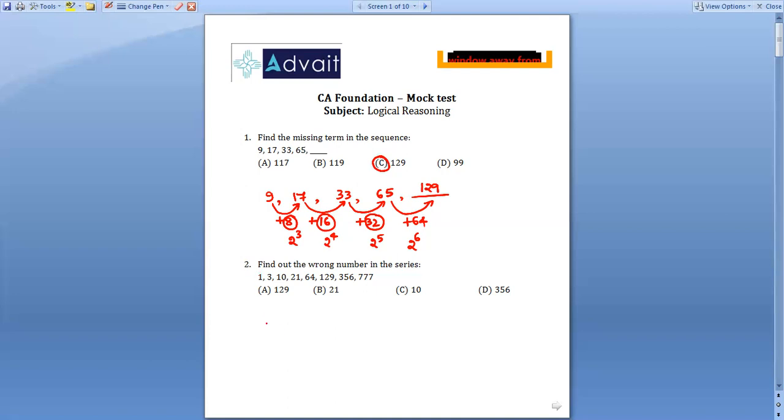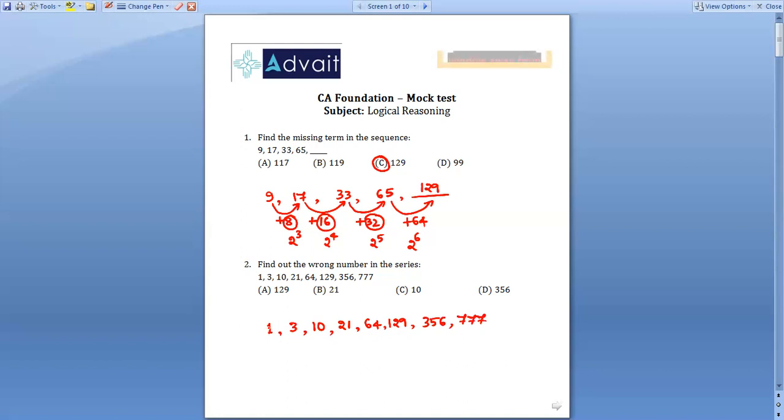So question number 2, a sequence is given again: 1, 3, 10, 21, 64, 129, 356 and 777. So this time you're not supposed to find the missing term, but here you have to find the wrong number, odd man out. So again, let's try to figure out the pattern used in the sequence. So as we observe the numbers, they are drastically changing, right? So it looks like a multiplicative series.